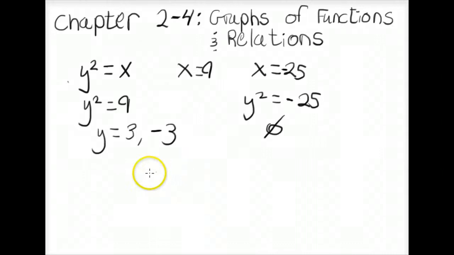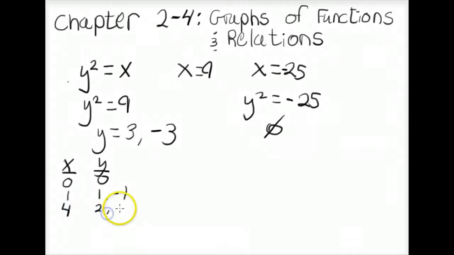So, continuing with this sort of thinking, if we produce a table of x and y, if we plug in 0 for x, we're going to be getting one value, 0 for y. If we plug in 1 for x, we're going to get positive 1 or negative 1. 4 will get us positive 2 or negative 2. 9, we already saw, is going to get us positive 3 or negative 3. And any negative value, such as negative 1, is going to get us no solution.